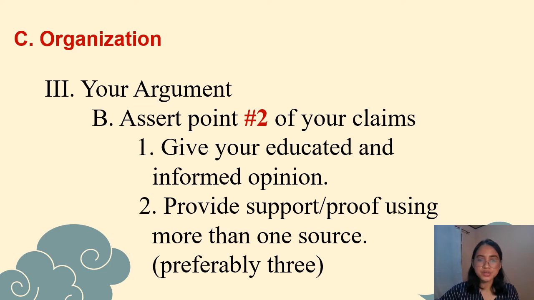So for your assertion number 2, it's the same. Give your educated and informed opinion, and then provide support or proof using more than one source. You can write this in another paragraph or a separate paragraph. Next is assertion point 3. It's the same format, the same details that you'll need to include. You have to give your educated and informed opinion to your assertion number 3, and then provide support or proof using more than one source.